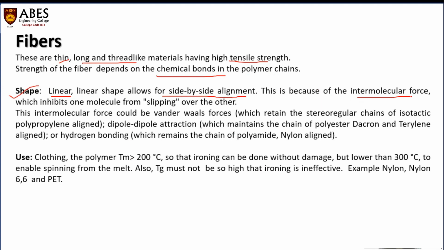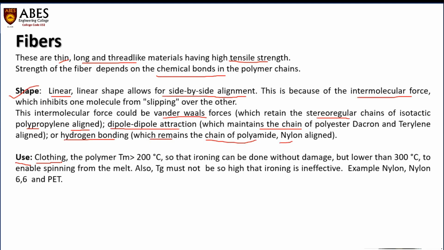other. The intermolecular force might be van der Waals force, which retains the stereoregular chain of isotactic PP, polypropylene, in the aligned way, or it might be dipole-dipole attraction, which maintains the chain of polyester in the aligned way, such as Dacron or Terylene, or it might be hydrogen bonding, which keeps the chain of polyamide in the aligned way. Example is nylon.